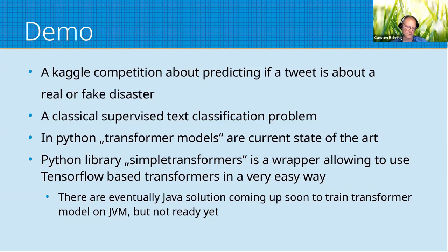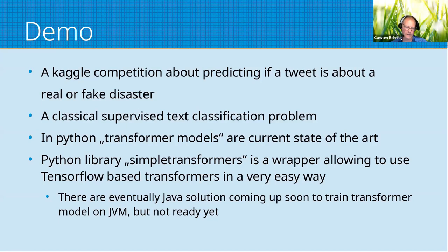If you do that in Python, the current state of the art is a class of NLP models called transformer models. Yeah, deep learning models. I don't want to go into details of that. They're the state of the art. They came with TensorFlow or another Python-based deep learning libraries.